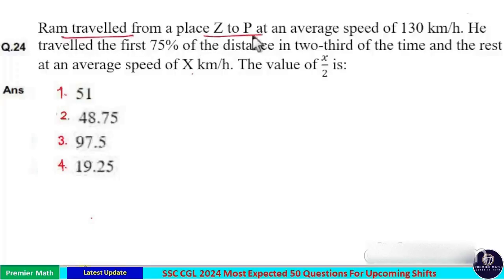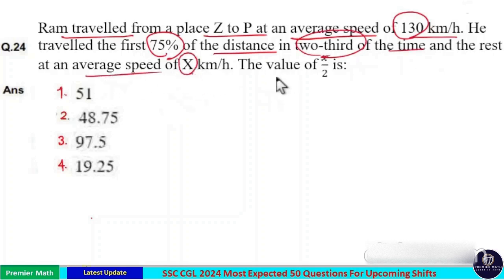Ram travelled from place Z to P at an average speed of 130 km per hour. He travelled the first 75% of the distance in 2/3 of the time and the rest at an average speed of x km per hour. The value of x by 2 is.